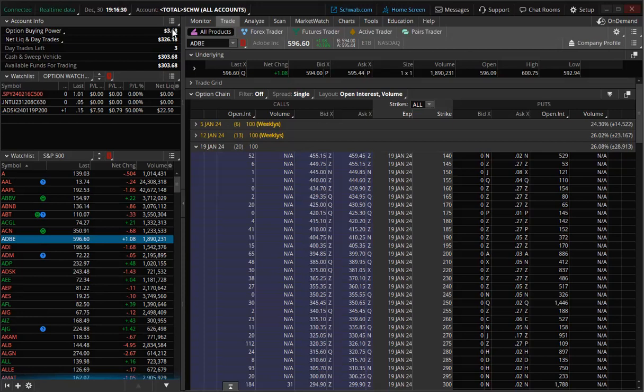TD Ameritrade used to make that happen automatically. I don't know if Schwab does, they told me they were working on it. For some reason, this option buying power was not the actual option buying power. And I discovered that the hard way.